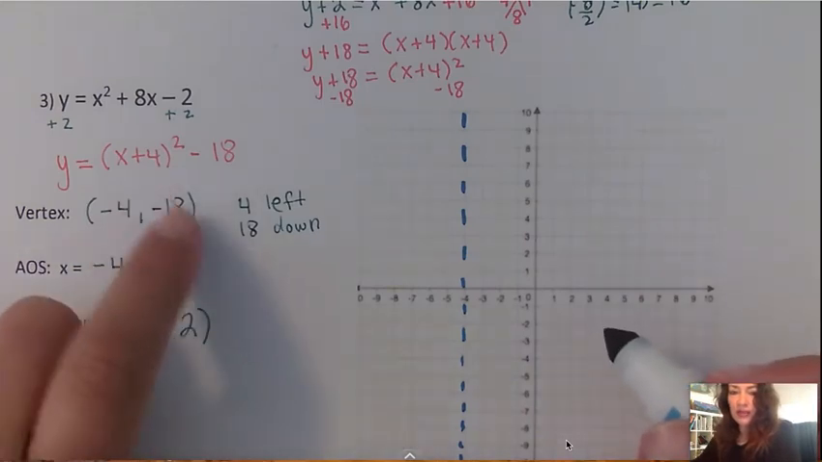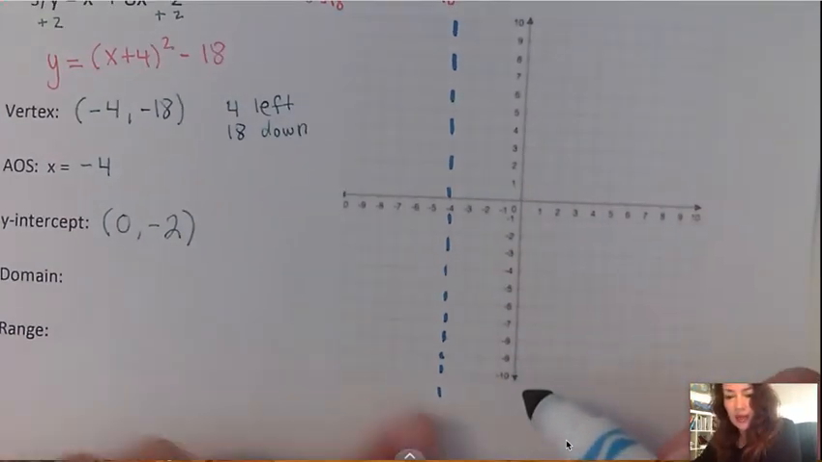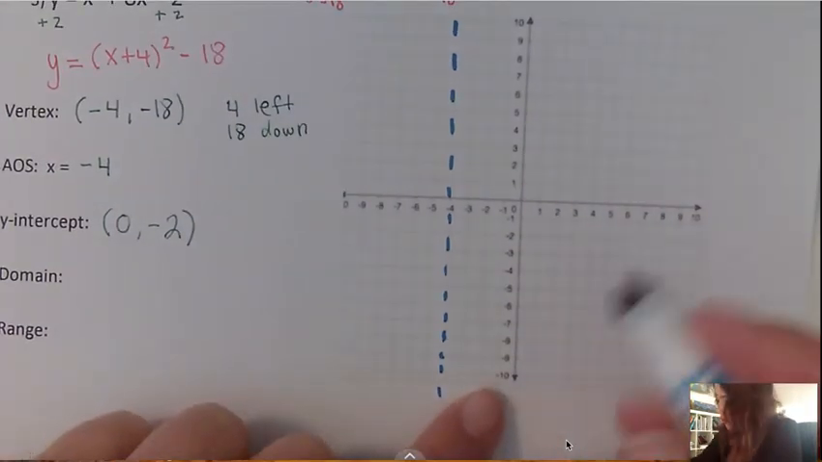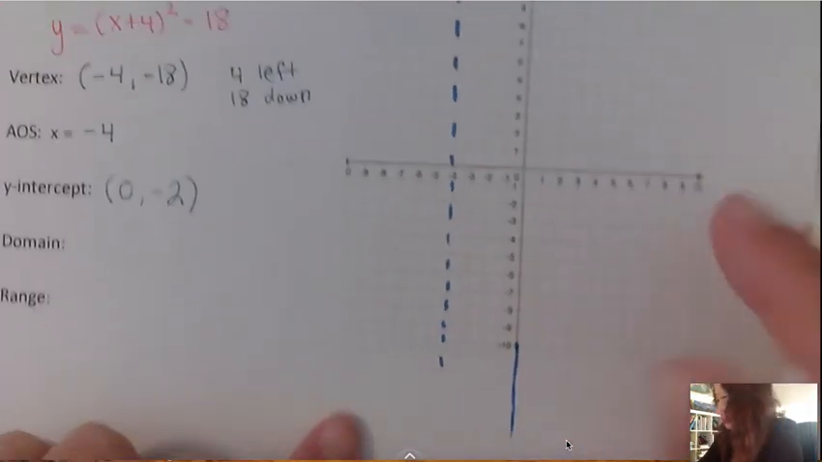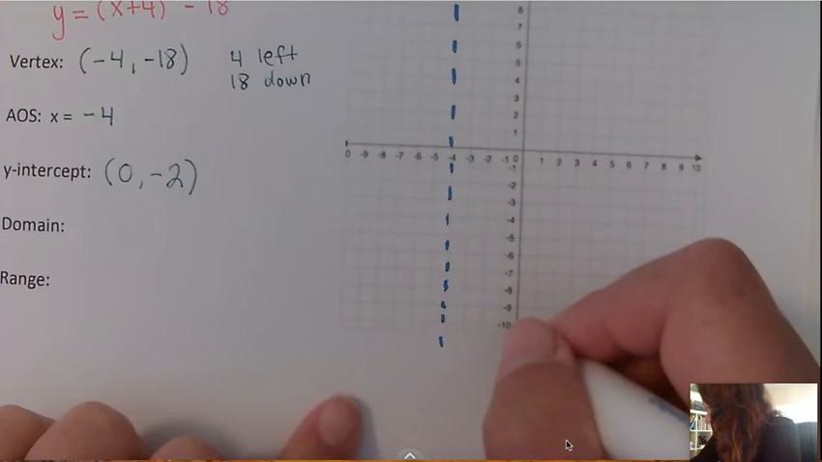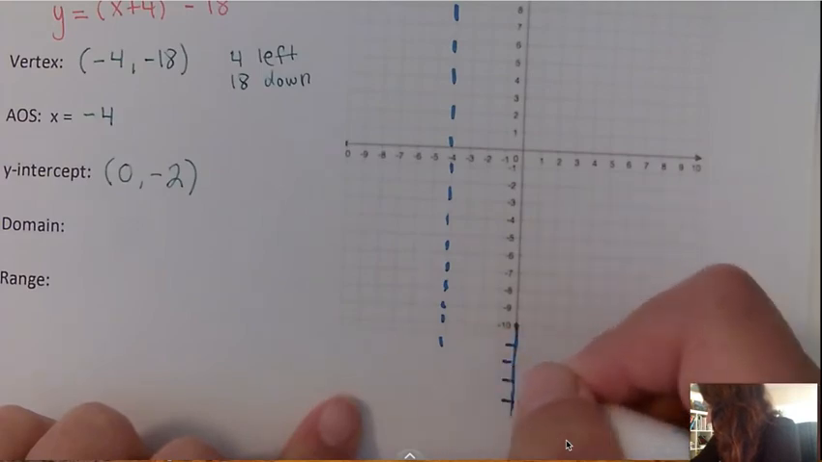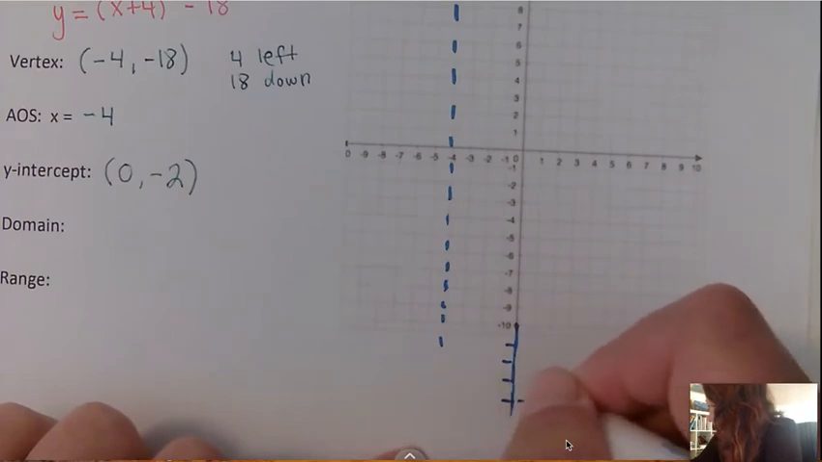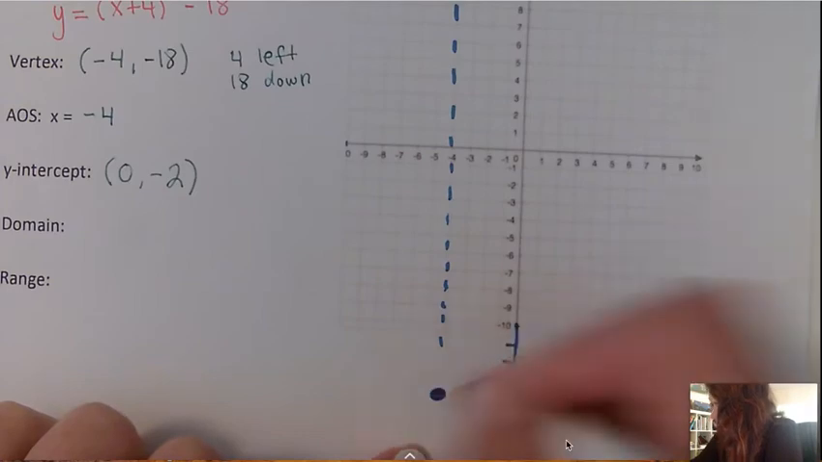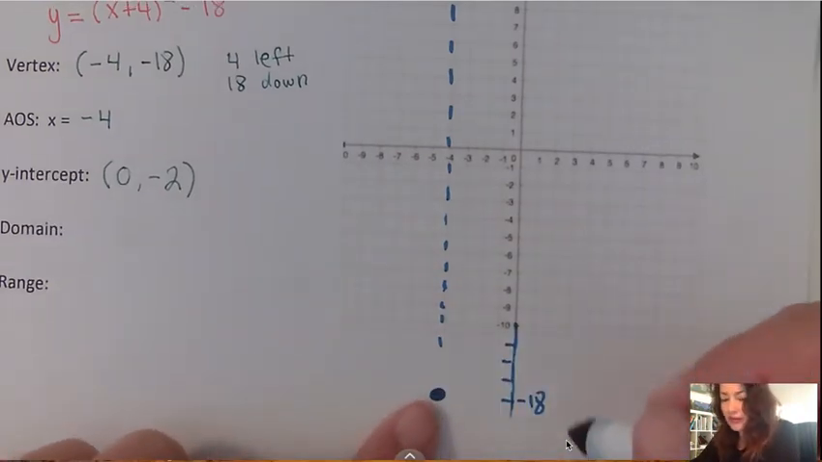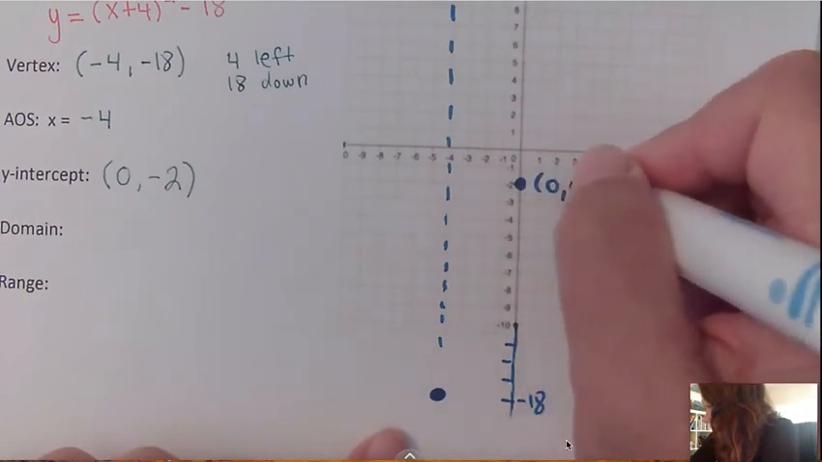Now I know this is way down, so if we want to be a little bit more accurate, we can go a little bit more down. So I'll just extend this graph, or we can change the scale of this graph, but I'm just going to go ahead and just do -12, -14, -16, -18 is right here. So my vertex is at this point, and my y-intercept is at (0, -2). So I'm going to go ahead and put the point there.